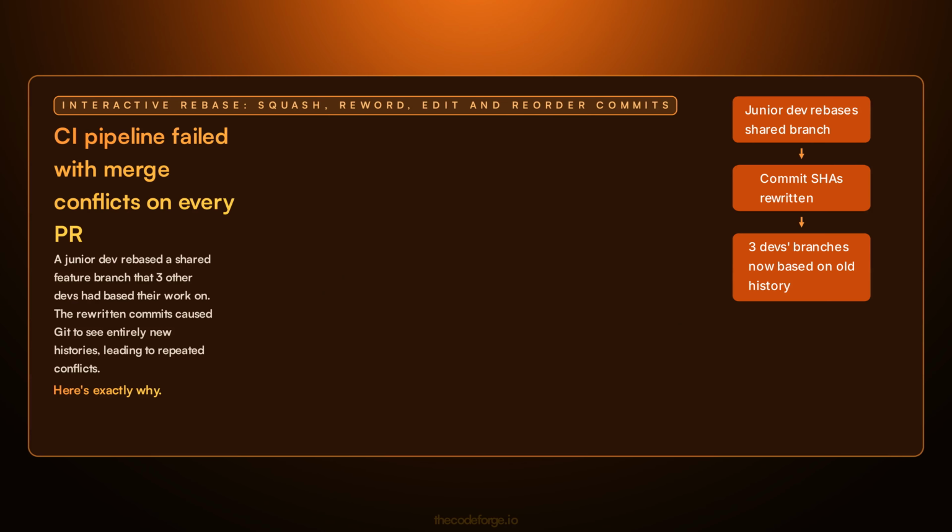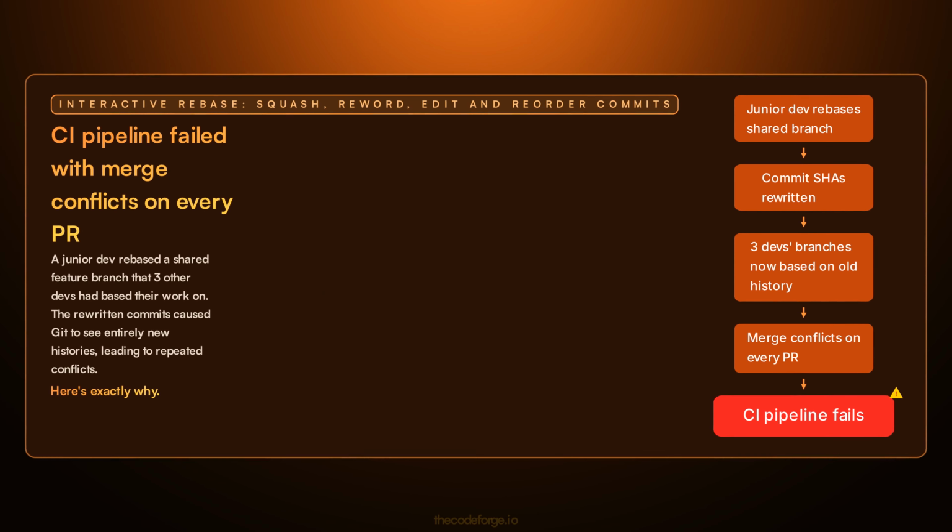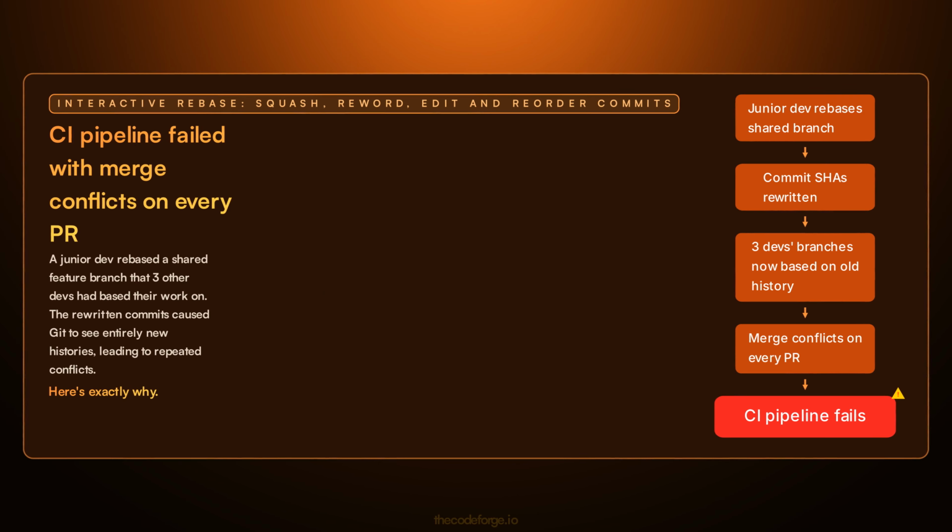CI pipeline failed with merge conflicts on every PR. The team spent hours resolving the same conflicts. What broke? A junior dev had rebased a shared feature branch.